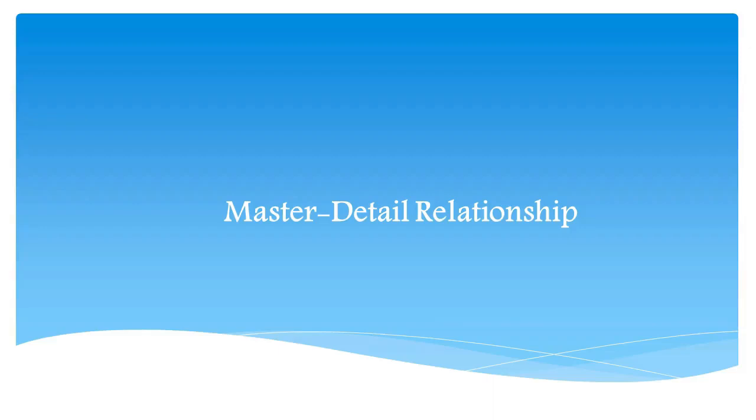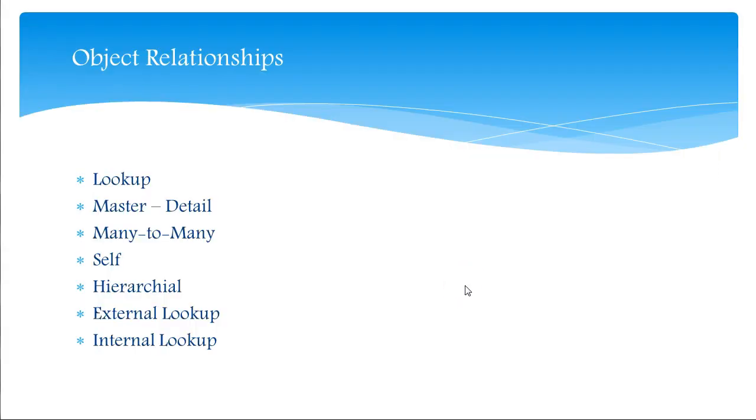The next relationship type that we are going to discuss is the master-detail relationship. In Salesforce, there are different types of object relationships. They are lookup, master detail, many-to-many, self, hierarchical, external lookup, and internal lookup. In this session, let's understand the master detail relationship.